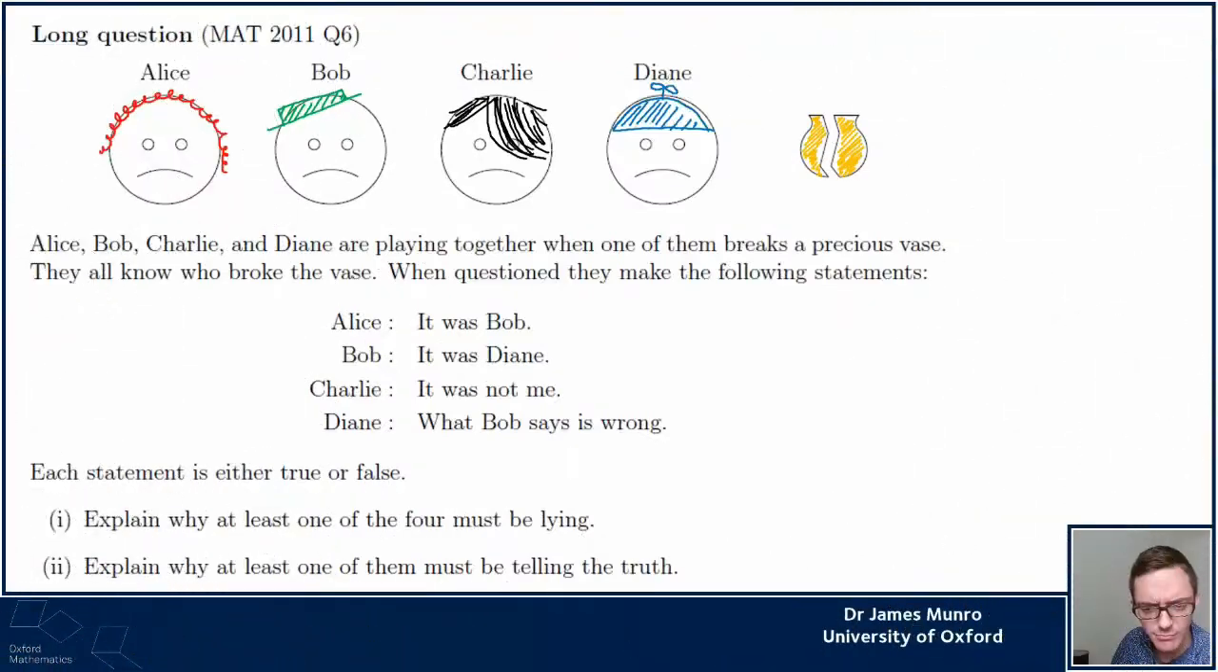I think there's multiple approaches to this, especially later on when it starts involving more joined up things. I've been watching chat and I've seen a couple of reasons come in as to why at least one of them's lying and one of them must be telling the truth. The one I spotted was that Bob and Diane contradict each other. Can't both be telling the truth.